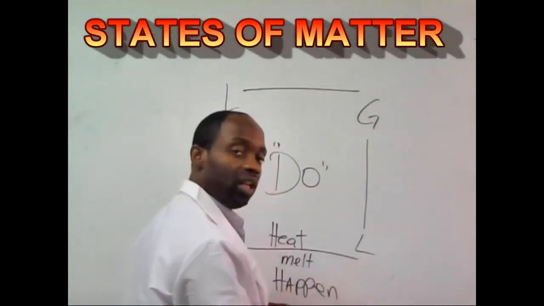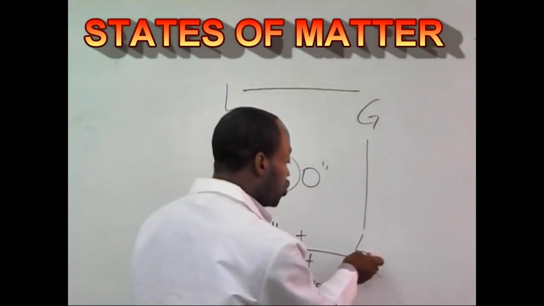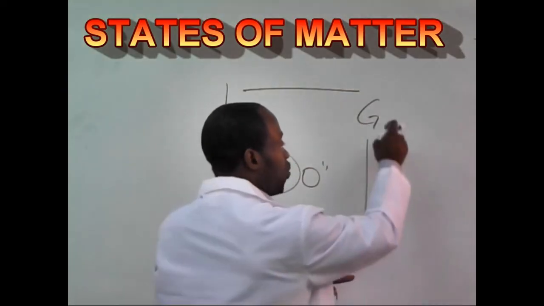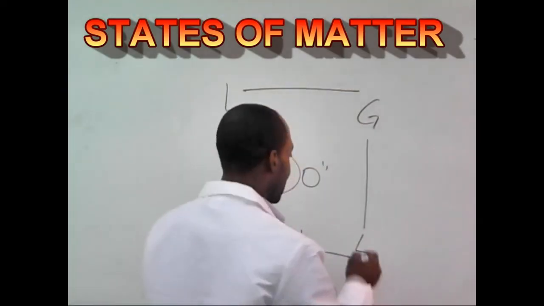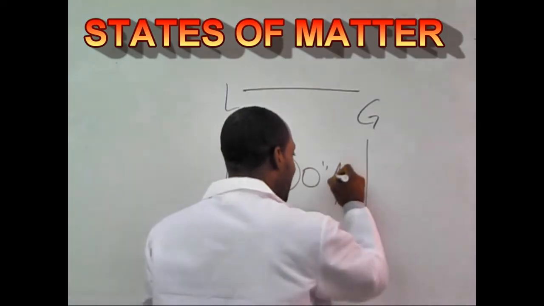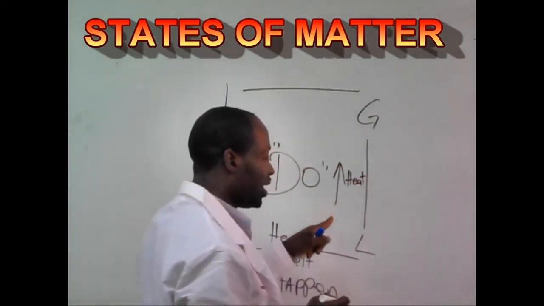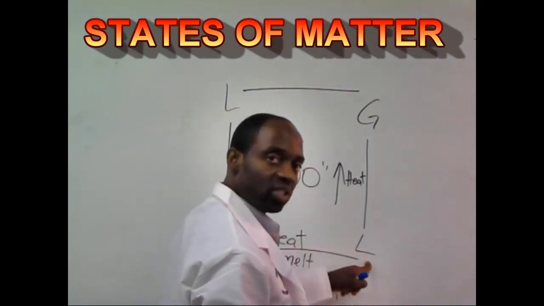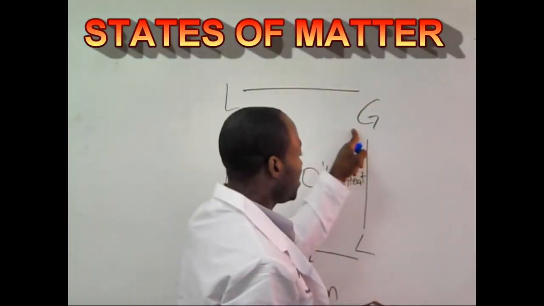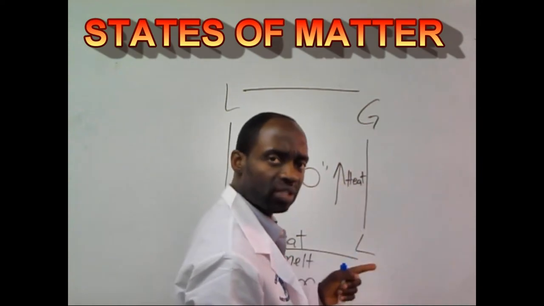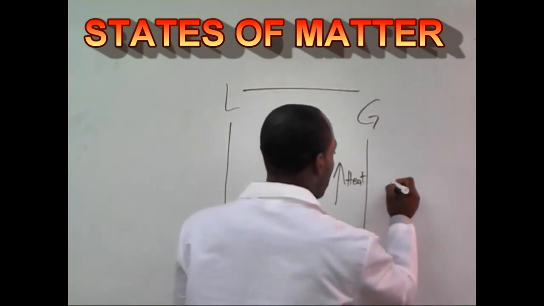So now I'm here at the liquid state. What do I have to do to take my liquid and turn it into a gas? Exactly. I'm going to increase the heat. So when I increase the heat, it leads from the liquid state to the gaseous state. We call that process evaporation.